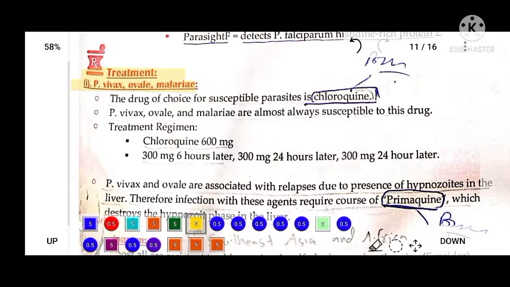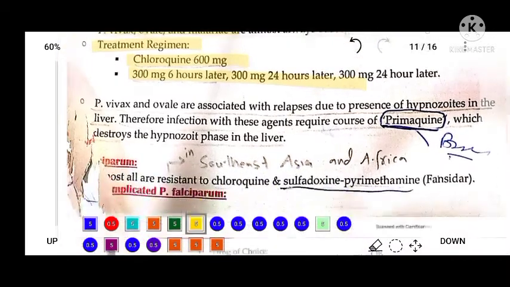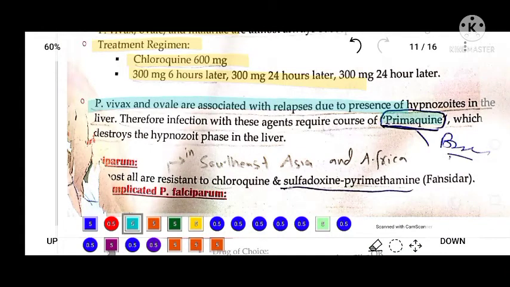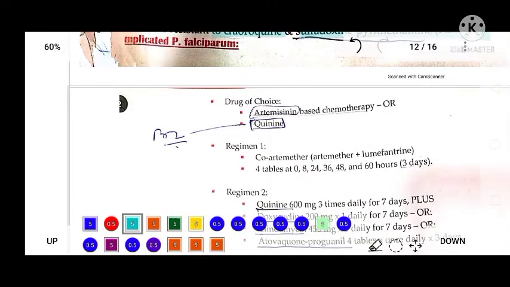So the treatment for malaria: for P. vivax, P. ovale and P. malariae, chloroquine is the drug of choice for all these three species. The chloroquine treatment regimen is chloroquine 600 milligram given first. Then 300 milligram 6 hours later, then 300 milligram at 24 hours, then 300 milligram for the next 24 hours. And primaquine is also given. For falciparum, if there is resistance to chloroquine, then sulfadoxine and pyrimethamine should be given. So in this way, treatment of malaria is done.